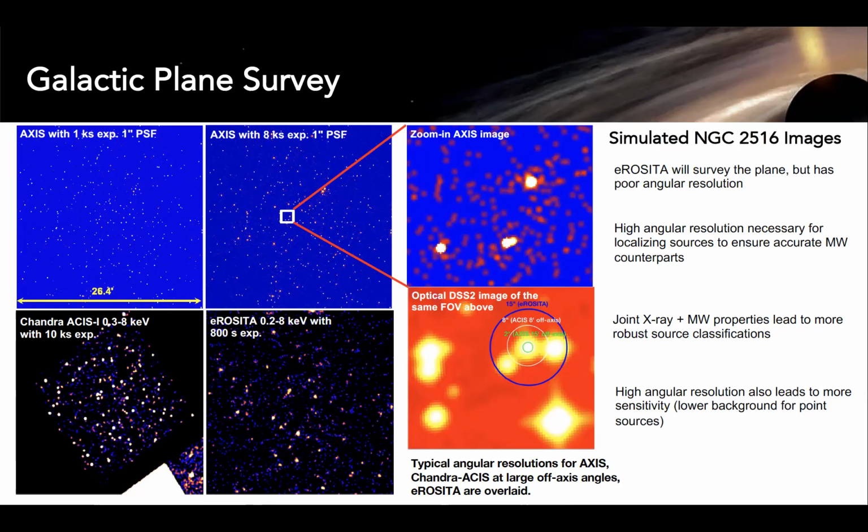whereas Chandra's PSF degrades rapidly with larger off-axis angles. It is important to accurately locate the faint X-ray sources detected in such surveys, which will allow us to find the multi-wavelength counterparts. And with the multi-wavelength counterparts combined with the X-ray properties, it becomes possible for us to identify the nature of these faint X-ray sources.